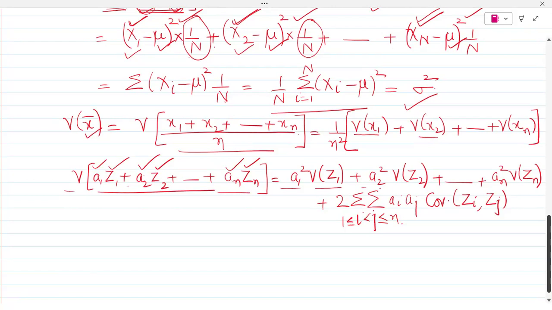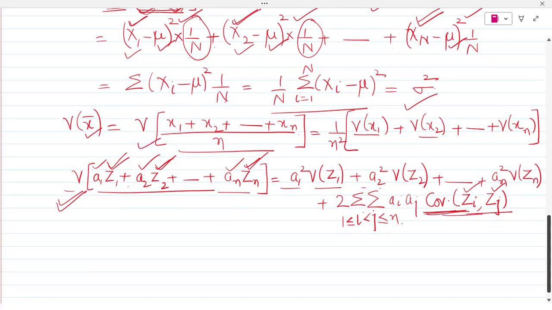Now this result can even be proved. So once again, if time is there, I would love to prove this also. Now if these Z1, Z2, Zn are independent, then this covariance term will be zero, because covariance is a measure of dependency. In other words, how two random variables Zi, Zj are varying with respect to each other is measured by covariance. But since Z1, Z2, Zn are independent, covariance will be zero. If the random variables are independent, then the covariance is zero.